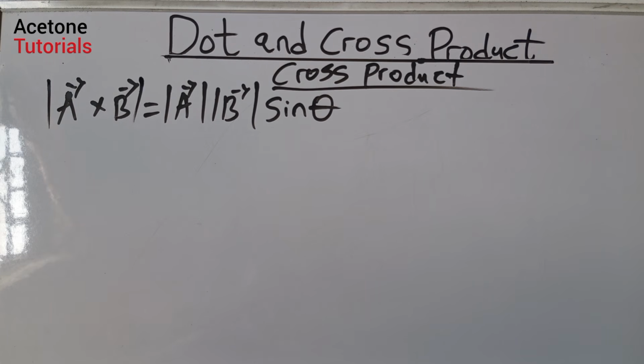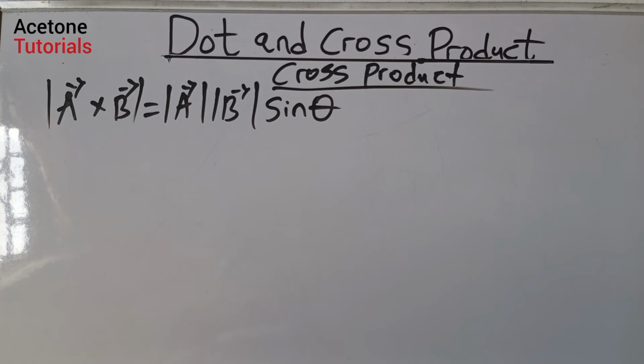Actually, the cross product of two vectors is another vector that is perpendicular to the plane of the original two vectors. So if we have two vectors A and B, if we do the cross product, we get another vector that is perpendicular to the plane of vector A and vector B.